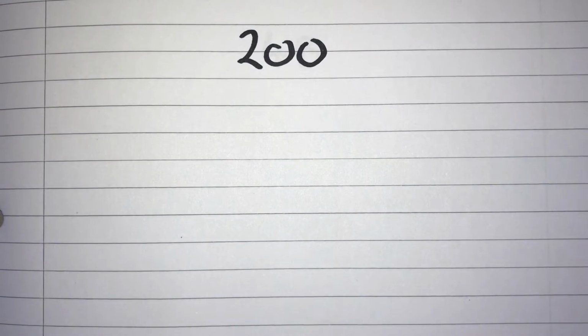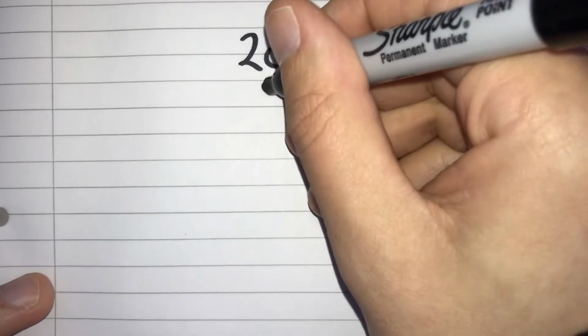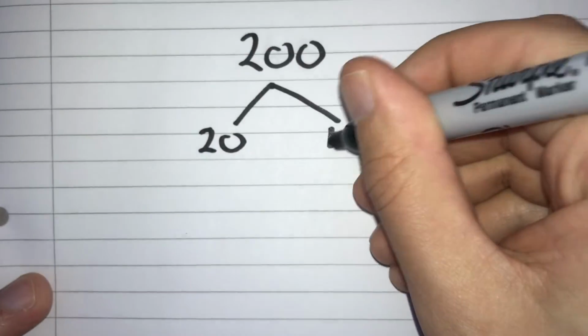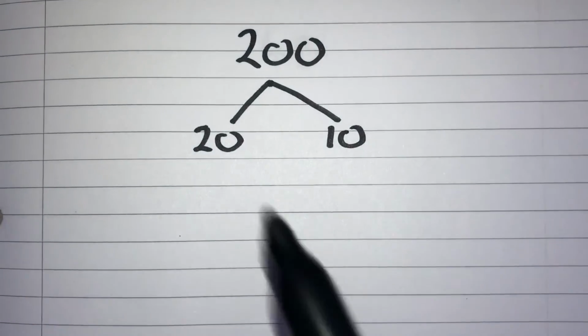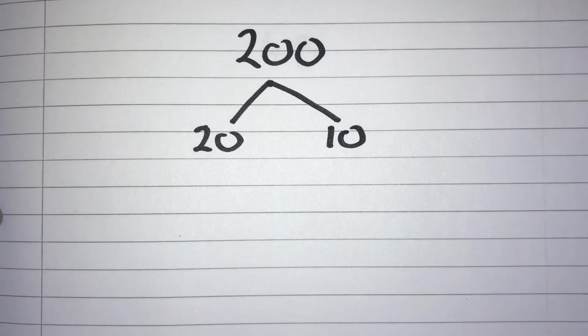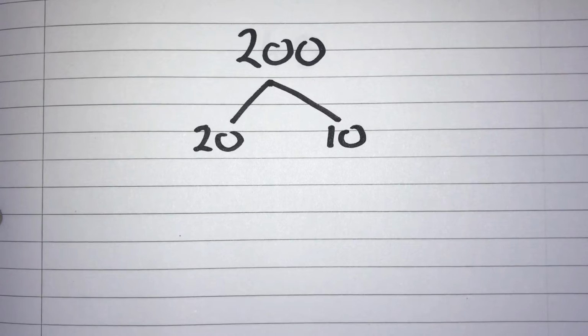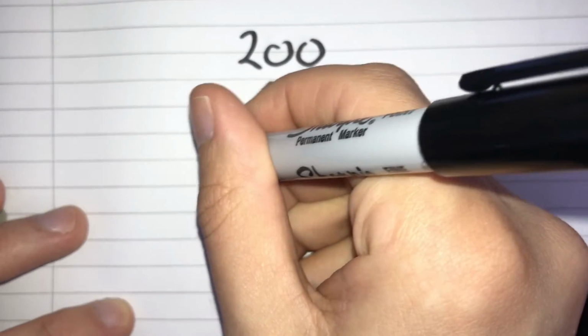Okay, next example is going to be starting with 200. So we're going to look at some slightly bigger numbers now. Let's think of some numbers that we could multiply together to get 200. I'm going to go for 20 and 10. So you can split this 200 up into a 20 and a 10. Now we've got to think, is 20 a prime number? No, it's not. We could split that one up again. We could go 10 and 2, or we could go for 4 and 5. I'm going to go for 4 and 5.